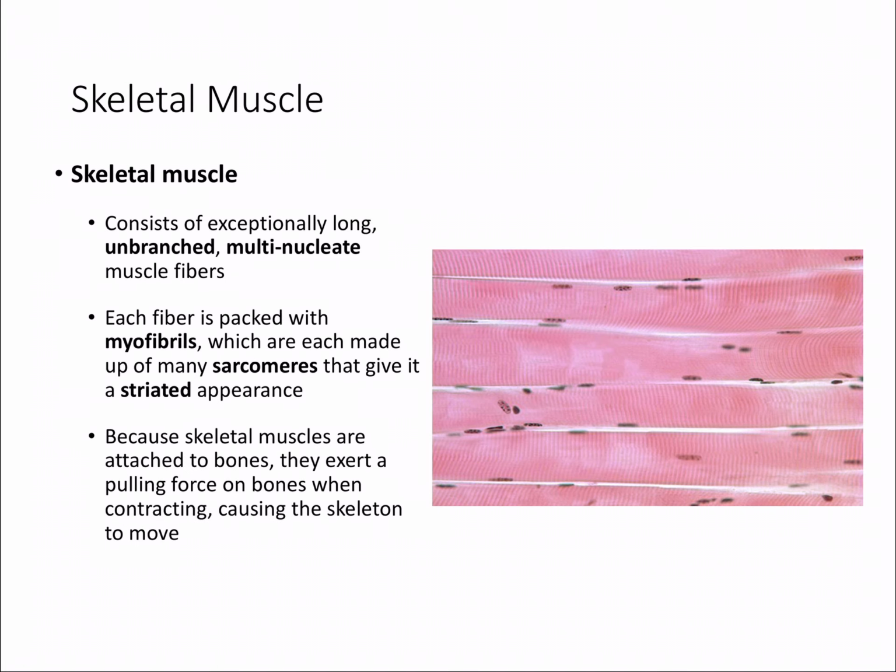Skeletal muscle, last one here, is made up of unbranched multinucleate muscle fibers, and each fiber is packed with these structures called myofibrils, and those myofibrils are what give it this striated appearance, and we'll talk about this more later, but basically all throughout the skeletal muscle are these repeated patterns, and these repeated patterns are all sarcomeres, and those are the contractile units of skeletal muscle. Okay, and like we said before, this is voluntary, and the contraction of these skeletal muscles will pull on bones to cause movement.